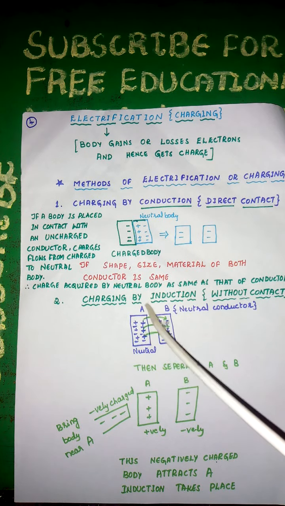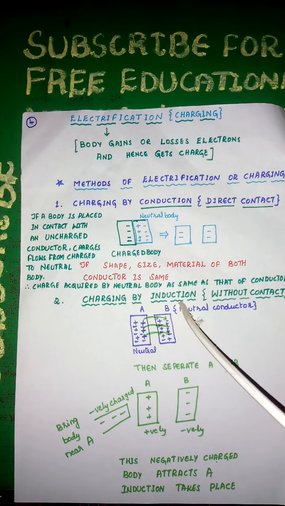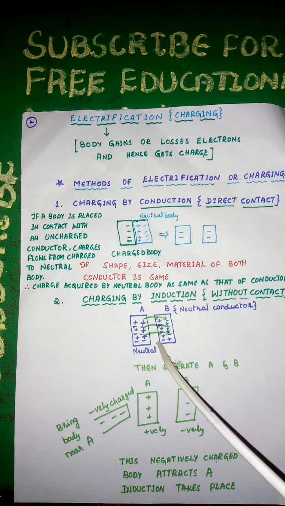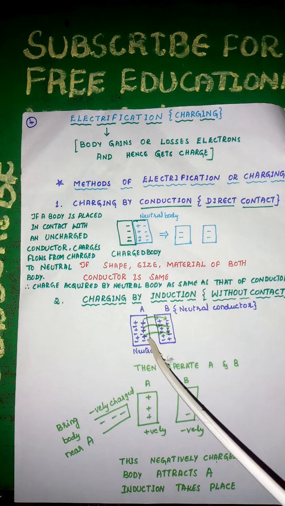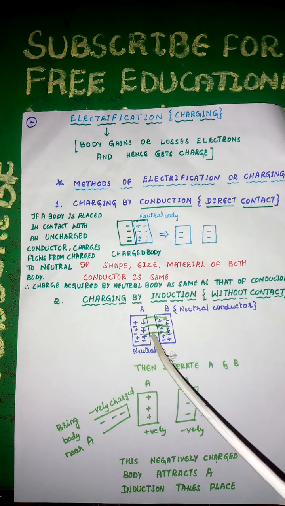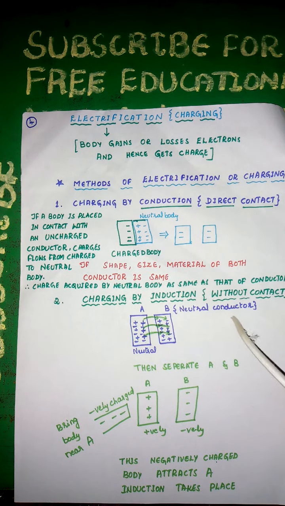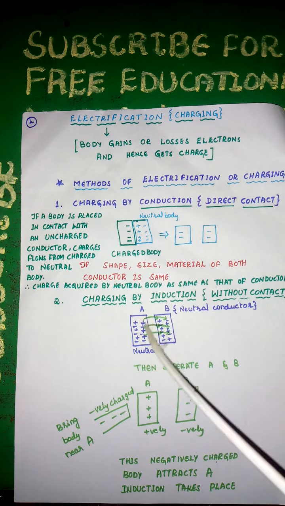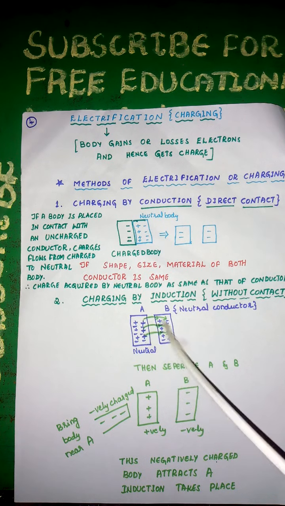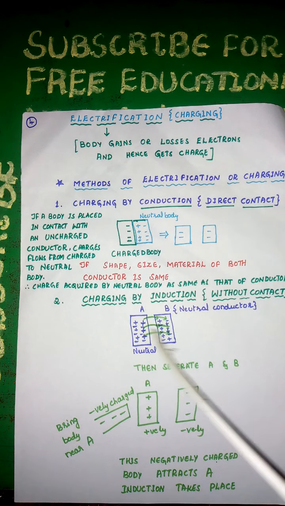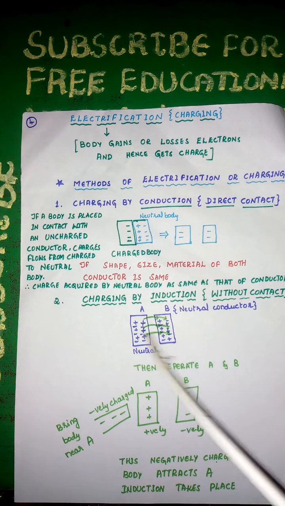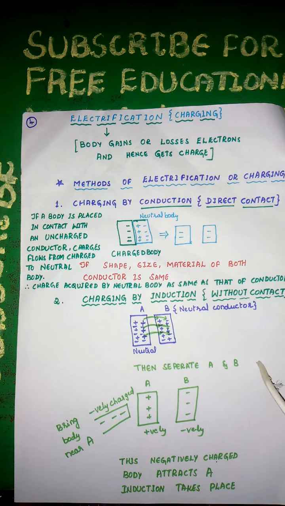Coming to the second process, that is charging by induction, without contact. Here, in the previous one, those are in contact, but here without contact. So what you need to do here: two neutral bodies you have to take. You understood, right? Neutral body means what? Equal number of positive and negative charges. Take A and B, two neutral conductors. Then just keep them beside one another. What happens? Recombination of charges takes place. Then separate A and B.